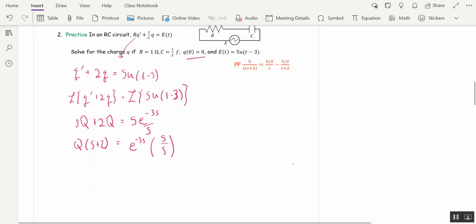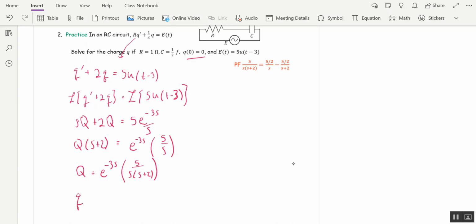Okay, almost there for isolating big Q. Big Q is equal to e to the negative 3s times 5 over s times s plus 2. Okay, so now we're going to take L inverse of both sides. When we take L inverse of big Q, we get back to little q. So little q of t is L inverse of e to the negative 3s.